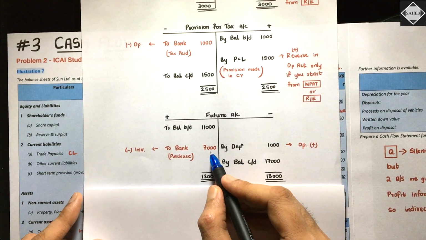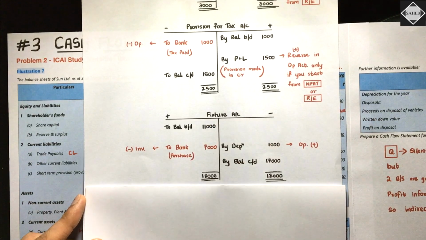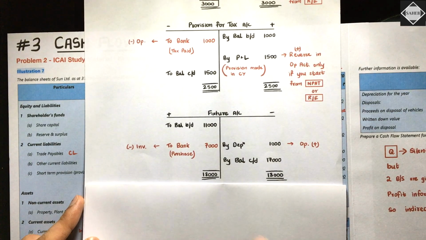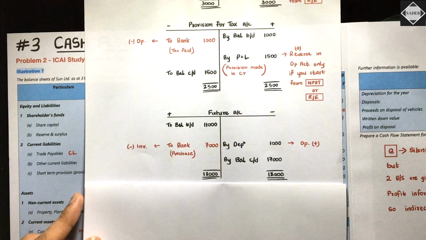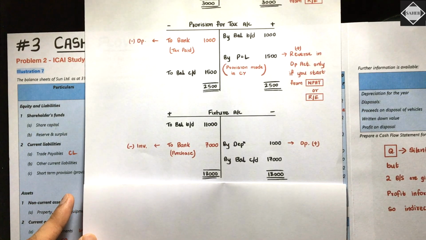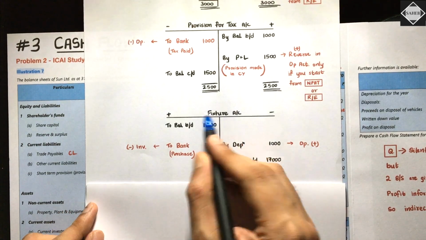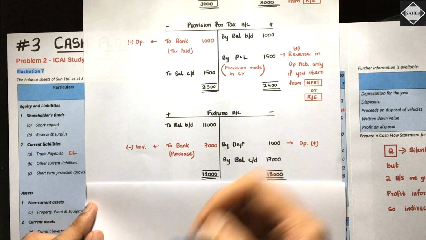So this 7,000, what is this? What is this 7,000 on the debit side? You have to understand, you have to make the proper assumption. It is the purchase of fixtures. We have purchased more fixtures. Is it clear? It's really simple. We have purchased more fixtures, so 7,000. So fixture is increasing because of the purchase we have made and we have paid the money.